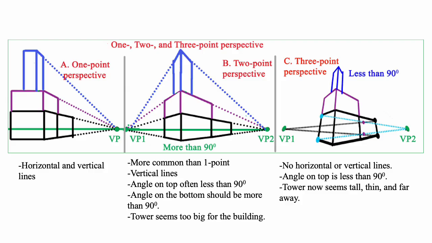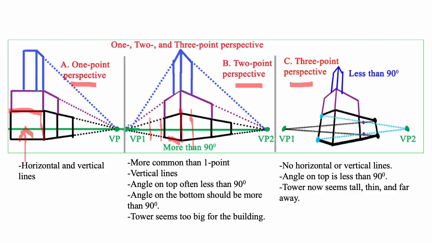I want to quickly review the main characteristics of 1-point, 2-point, and 3-point perspective. In 1-point perspective, this structure has true horizontal and vertical lines. In 2-point perspective, which is more common, we have vertical lines but no horizontal lines. Why I say it's more common is because it shows a corner. Think of all the different corners we could see, like one over here and one over here. There are an infinite number of 2-point perspective views, but only one orientation for a 1-point perspective view.